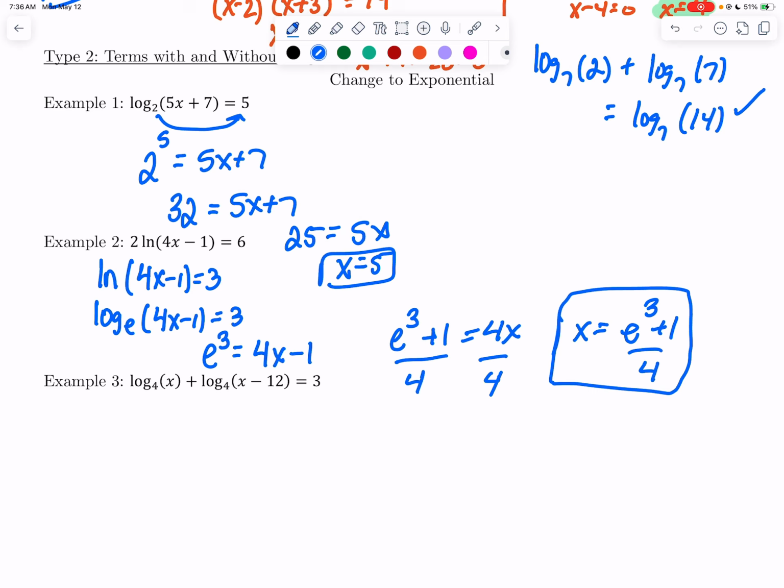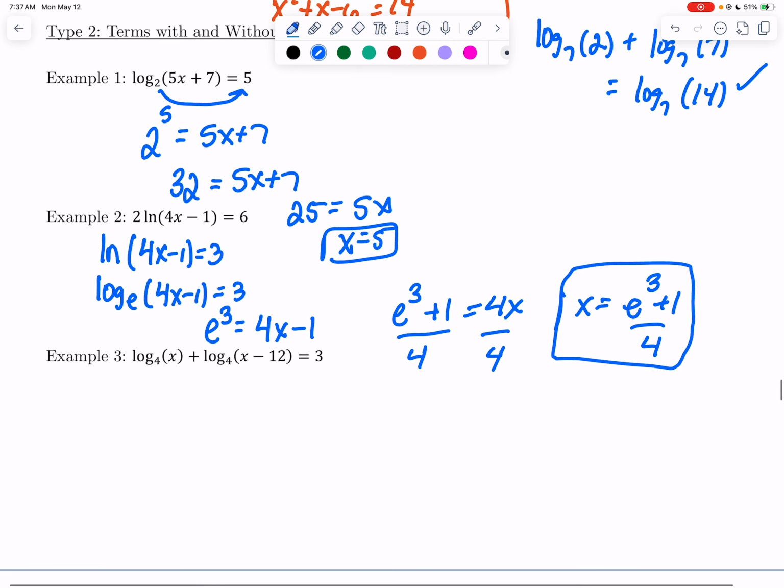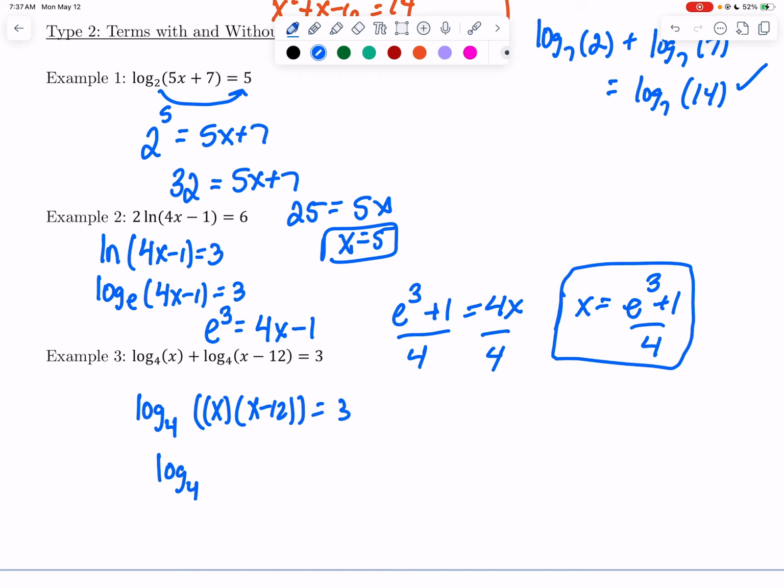All right, so with example 3 here, we are going to once again condense the left side of the equation, just because I have 2 logs and I don't like that. I only want 1 log on the left. So condensing this, I'm going to have log base 4 of x times x minus 12, which is going to be log base 4 of x squared minus 12x is equal to 3.